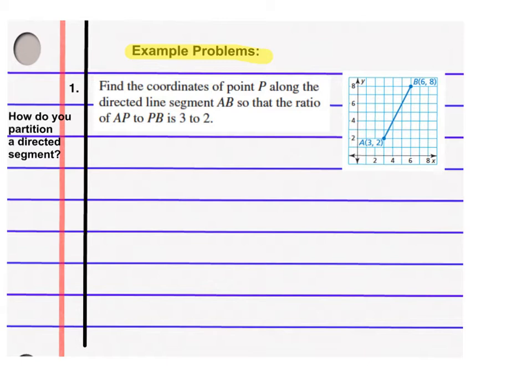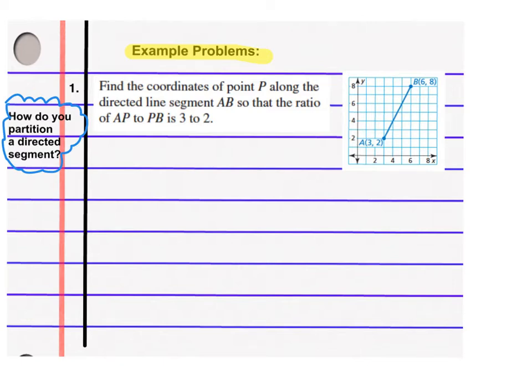All right, here's the first example. So I want you to copy this question. How do you partition a directed segment? You'll definitely want to write all this down and probably watch this example twice. So find the coordinates of point P along the directed line segment AB so that the ratio of AP to PB is 3:2. And then just sketch the graph. So just kind of sketch it. You want to put A at 3,2 and B at 6,8.